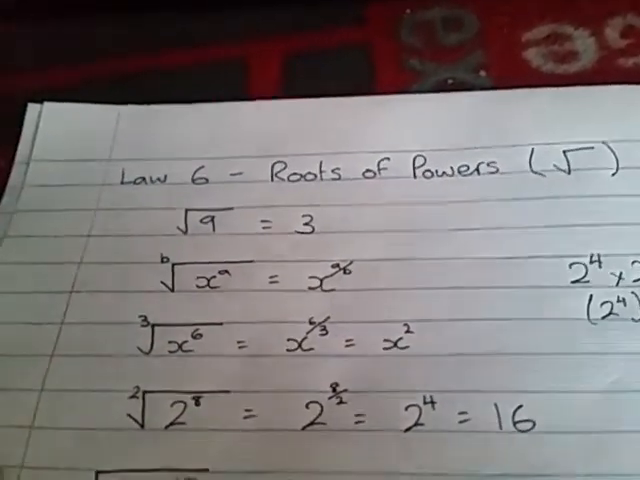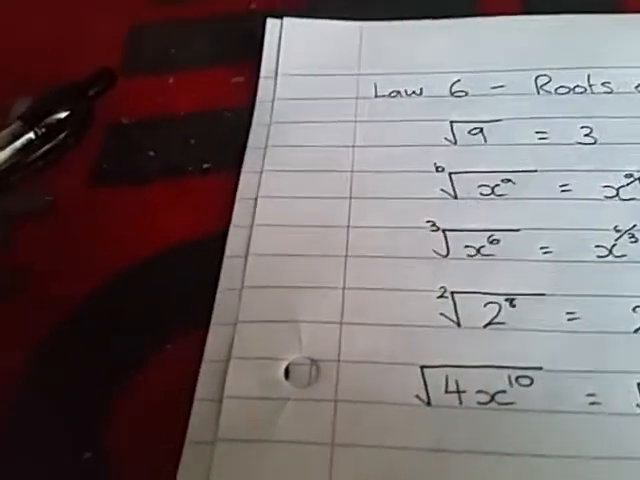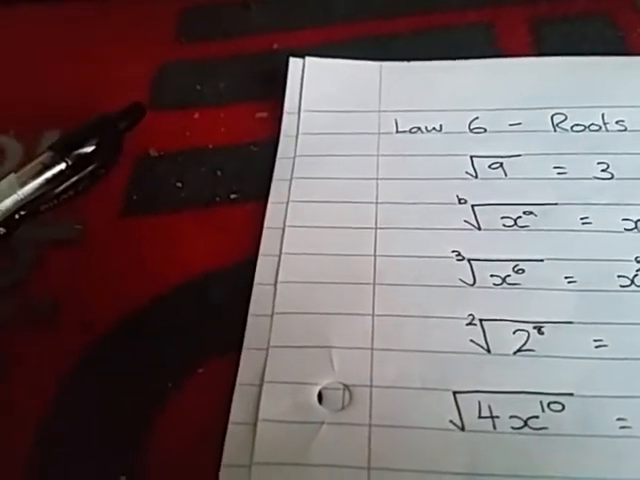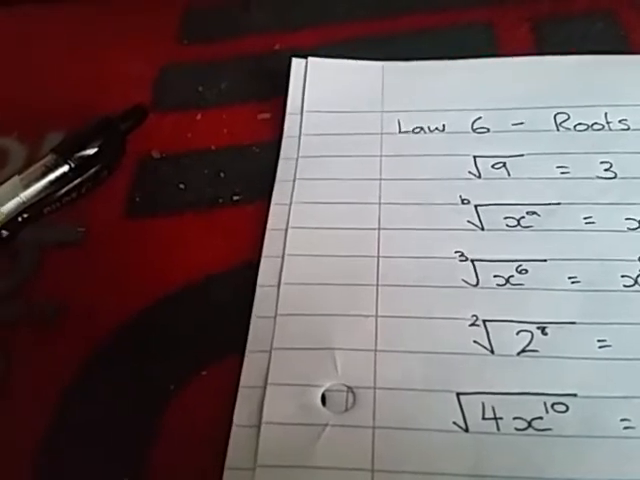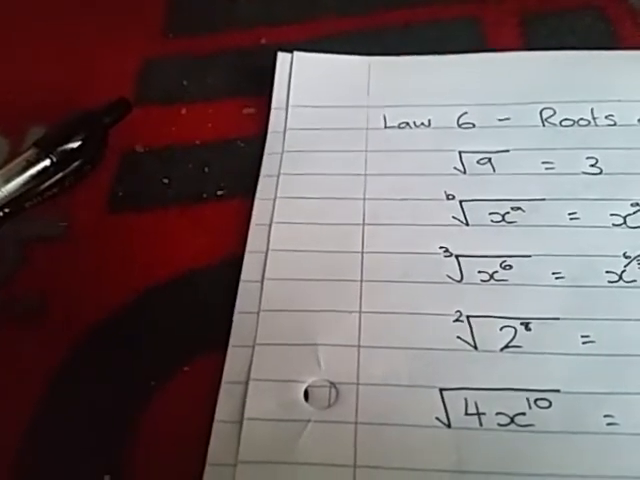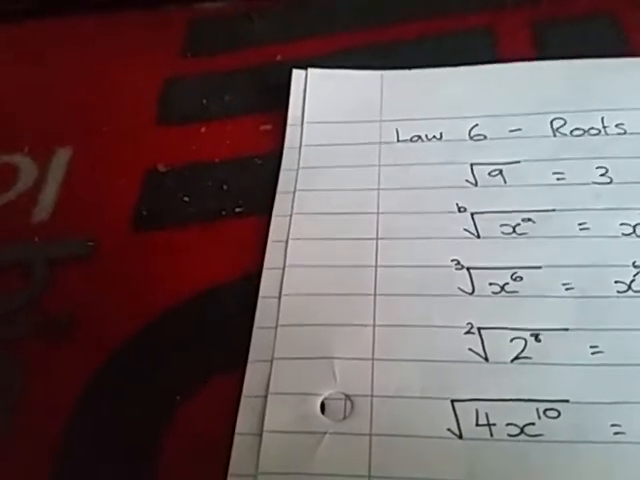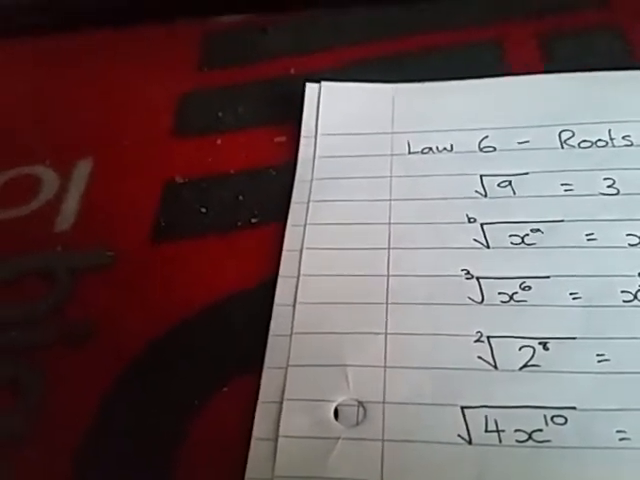Anyway, let's continue with another example. Here we have an example where a number is getting involved, a number without an exponent: the square root of 4x to the power of 10. Remember that thing that we say all the time? Numbers operate as normal. So what's going to happen here is that since we have multiple things all under the same root sign, you can just separate them.